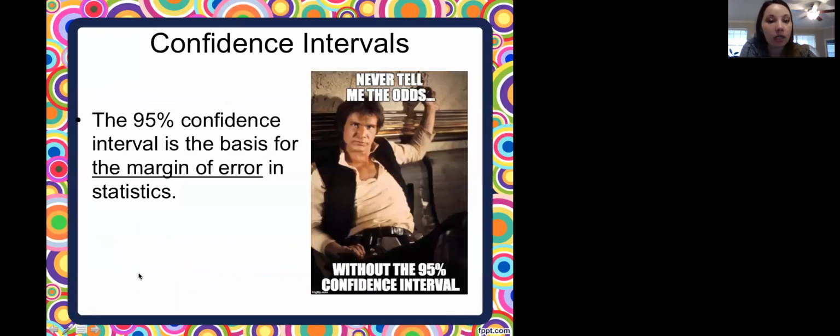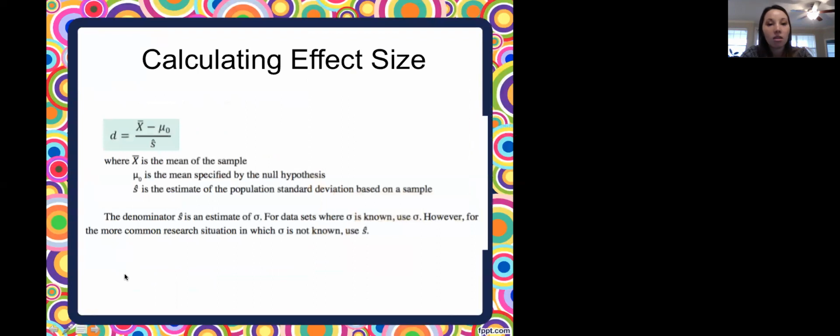All right. So the 95% confidence interval is the basis for the margin of error. So this is the margin that we expect our data to fall within. The last point here is about our effect size. So after we have conducted our t-value, we've determined whether we have significant results, and after we've conducted our confidence interval, the last thing that we're going to do is our effect size. And effect size is very, very important.